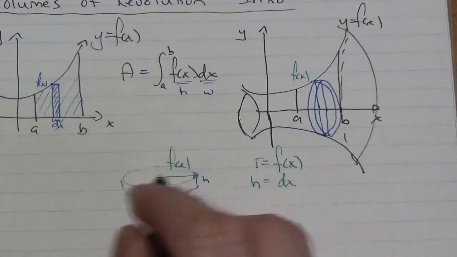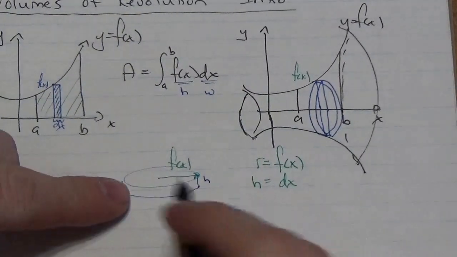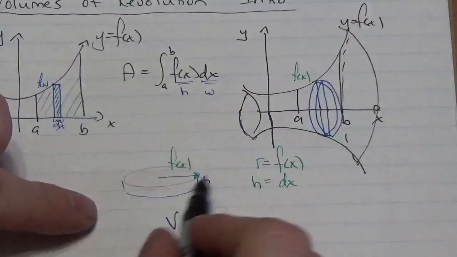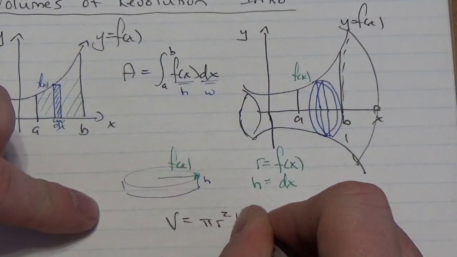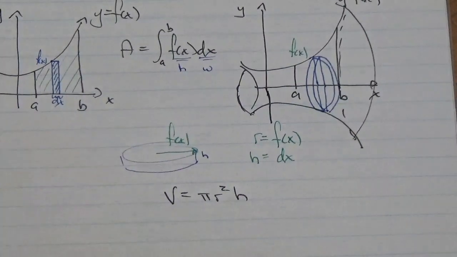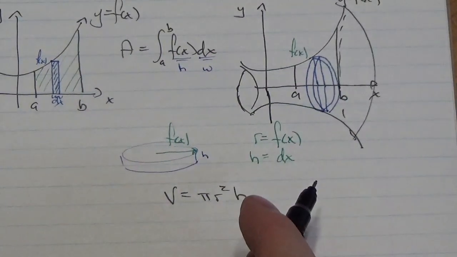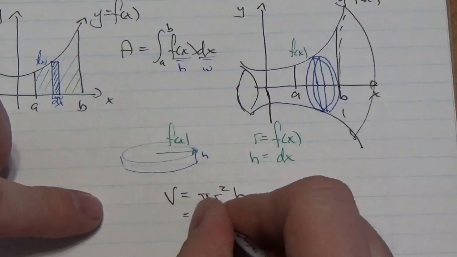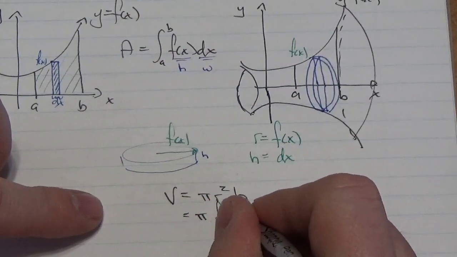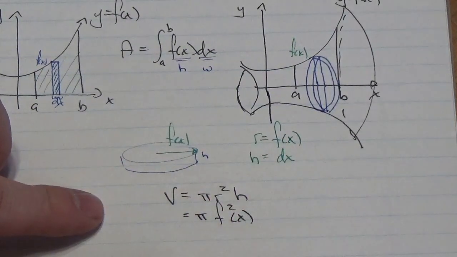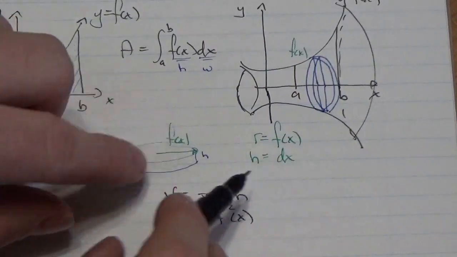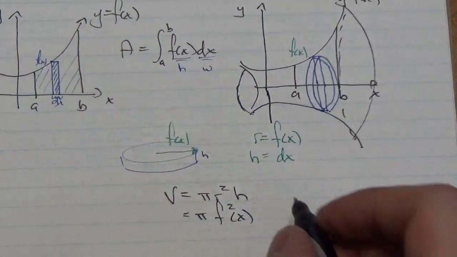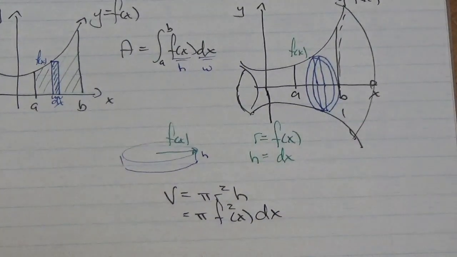The volume of this disk here, think about what a regular cylinder would look like. That's going to be pi r squared multiplied by the height. Now, in our particular case right here, the radius is going to be replaced by the value of the function itself. And our height, we've already seen here, is going to be just that change along the x-axis, our dx.